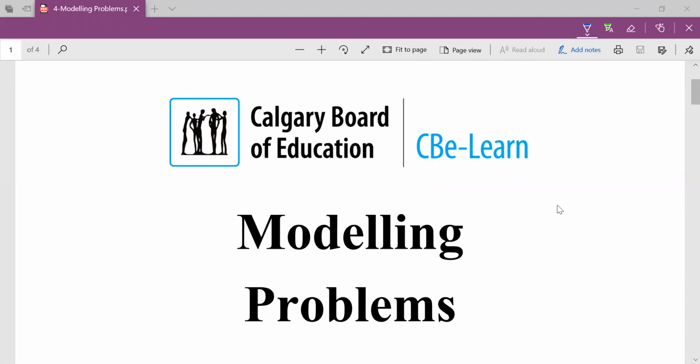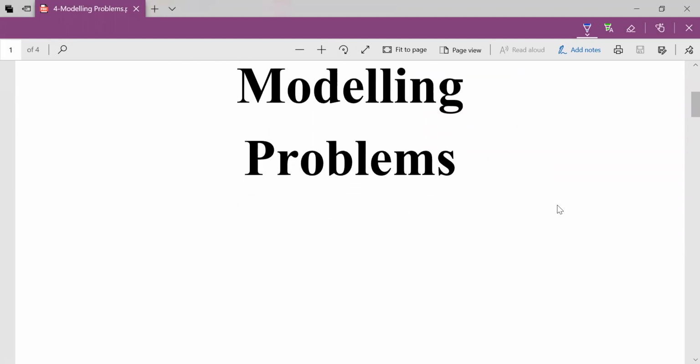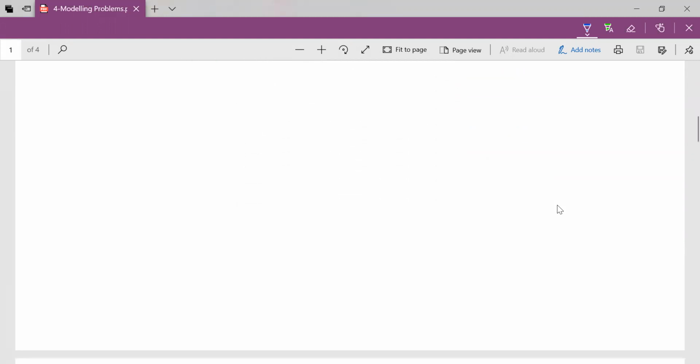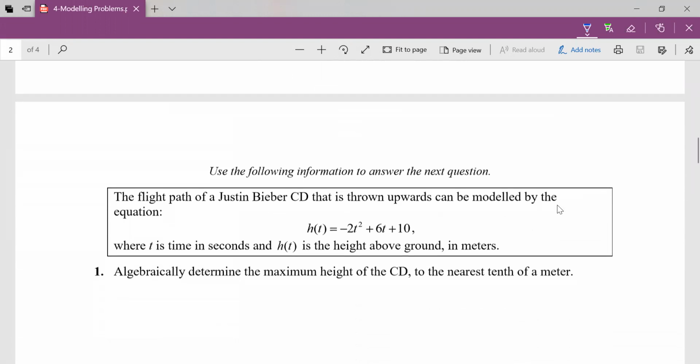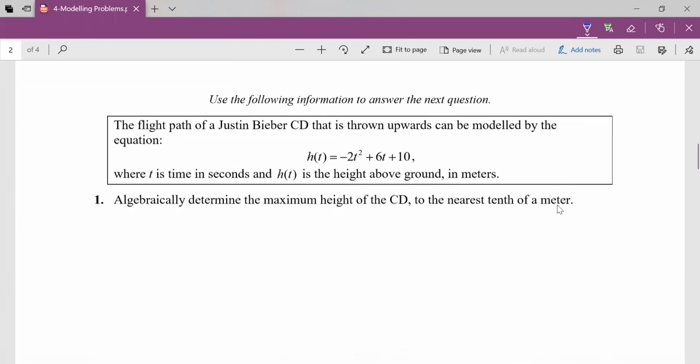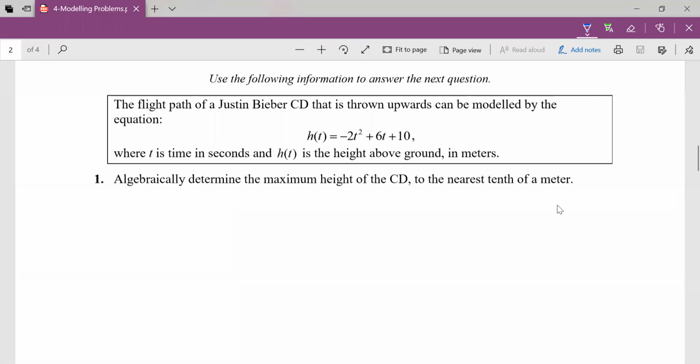Hey, 20-1s. In this lesson, what we're going to look at is modeling applications of quadratic functions. These are definitely a little bit trickier, and you'll need to practice these probably a little bit more than you did the other stuff we've been doing the last few lessons of completing the square and working on standard form. These can be tricky.